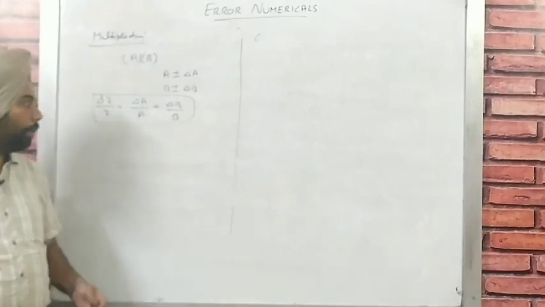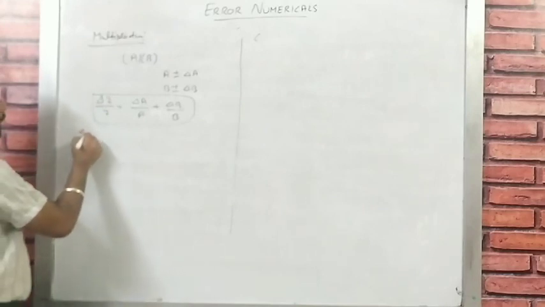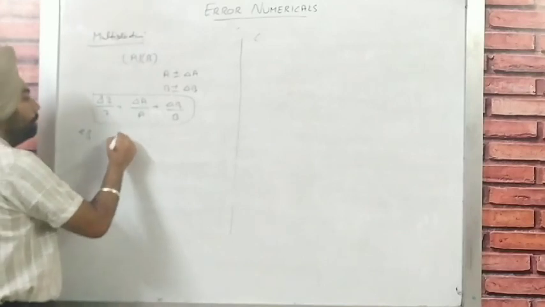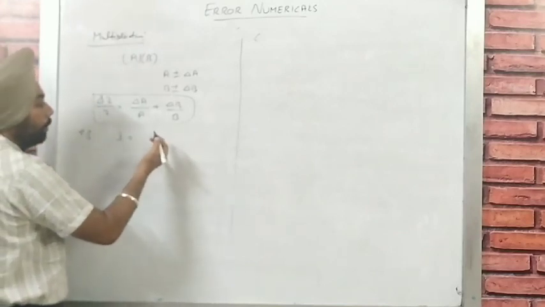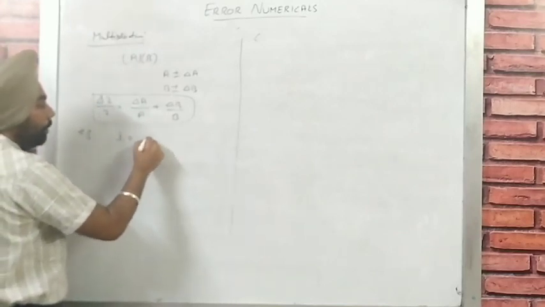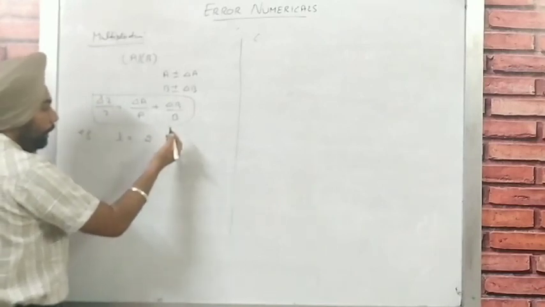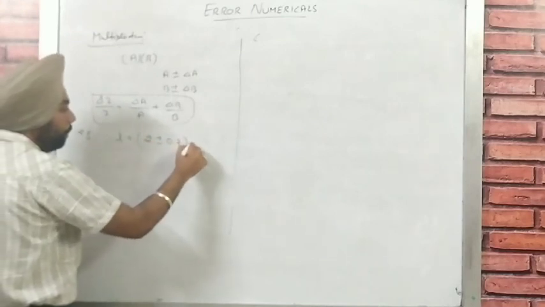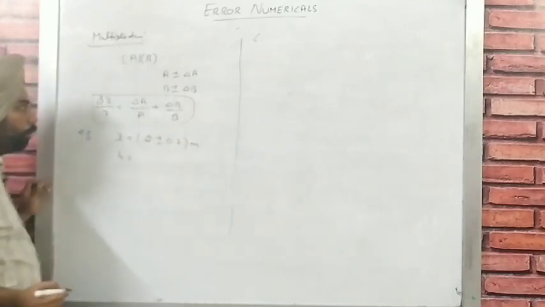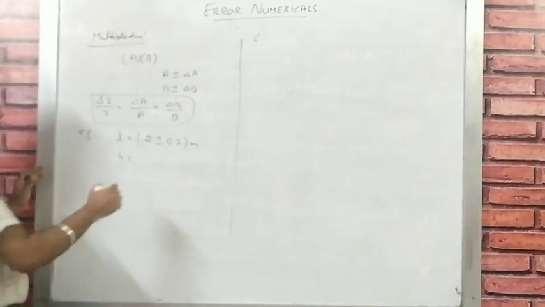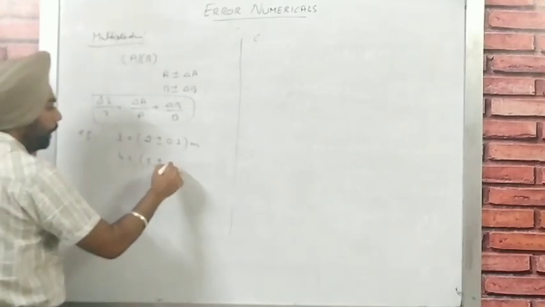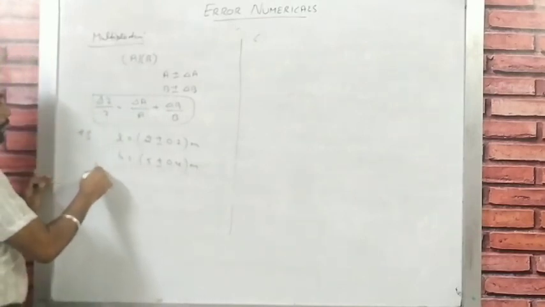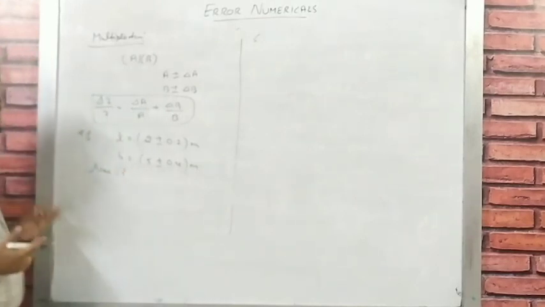Let's take an example of that. So let's say some length is given to you, let's say 2 plus minus 0.2 meter, and let's say the breadth is 5 plus minus 0.4 meter, and you have to find the value of the area in terms of errors.